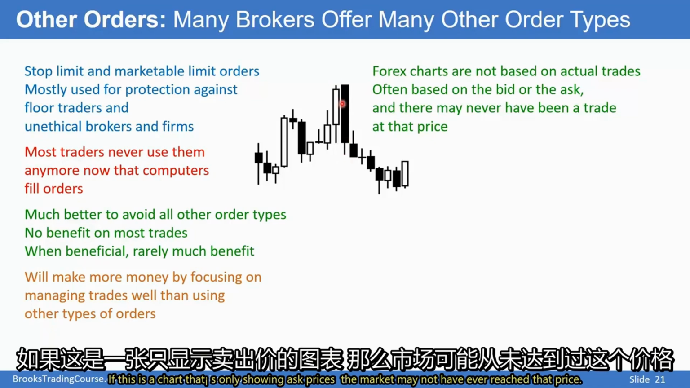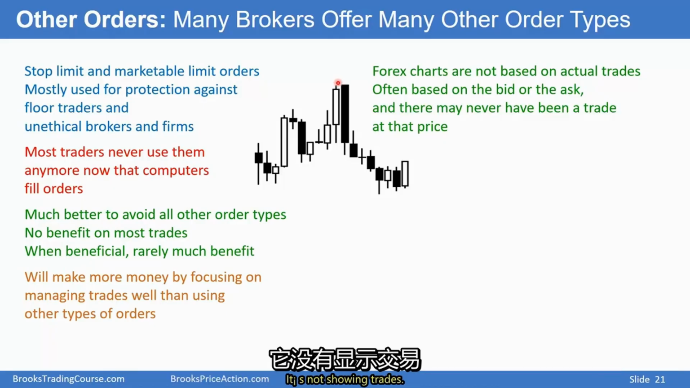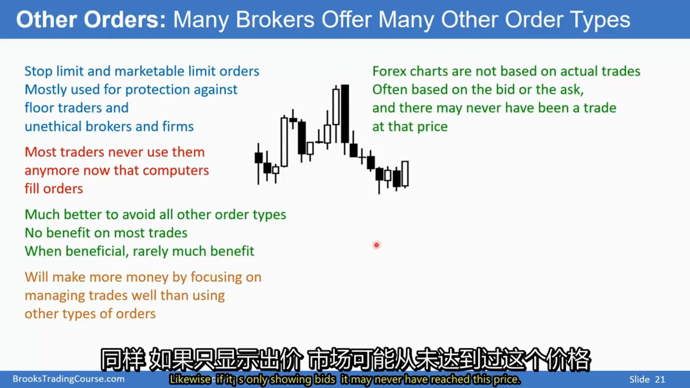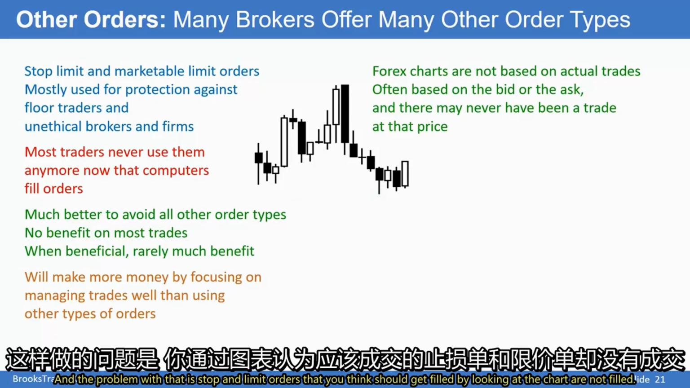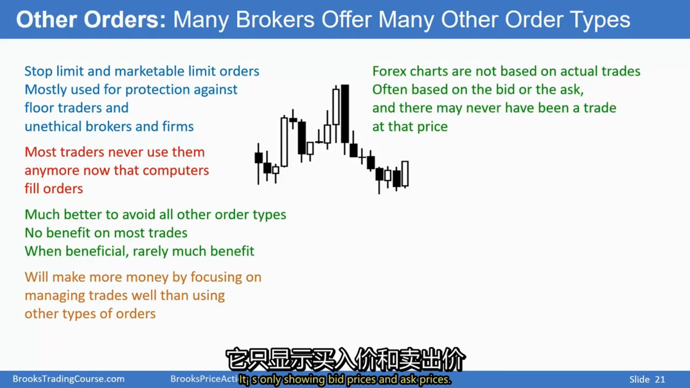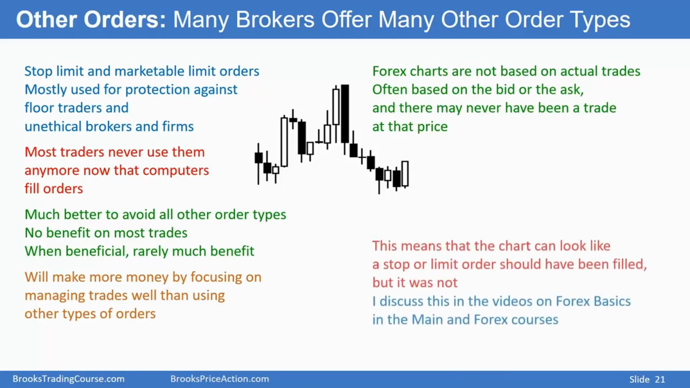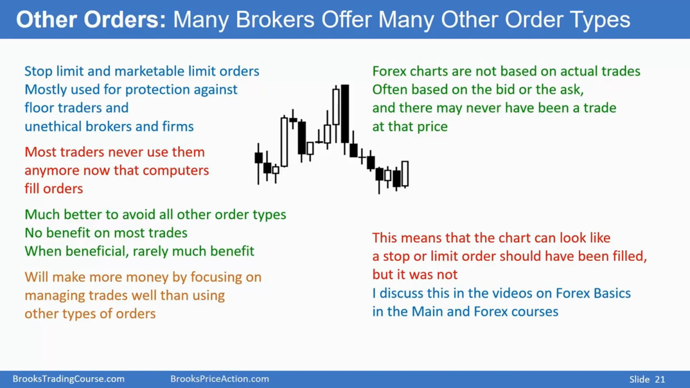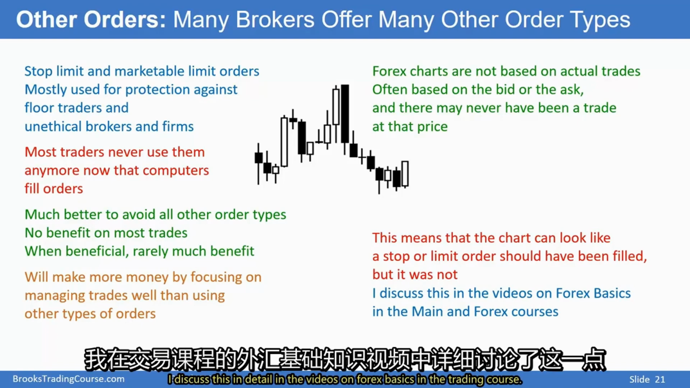If this is a chart that's only showing ask prices, the market may not have ever reached that price. It's not showing trades, it's showing asks. Likewise, if it's only showing bids, it may never have reached this price. And the problem with that is stop and limit orders that you think should get filled by looking at the chart are not filled, and it's because the chart is not showing actual trades, it's only showing bid prices and ask prices. I discuss this in detail in the videos on Forex Basics in the trading course.